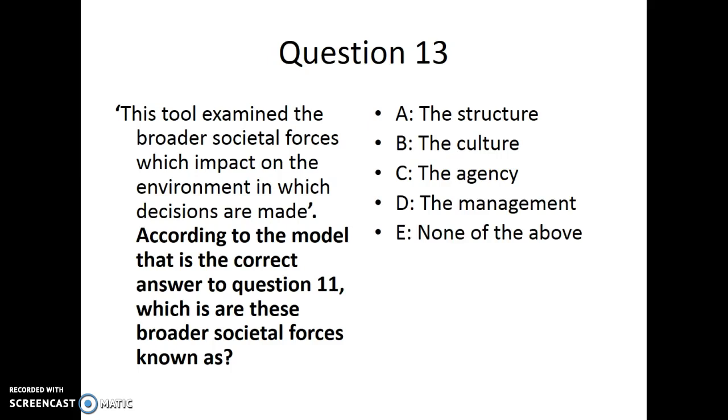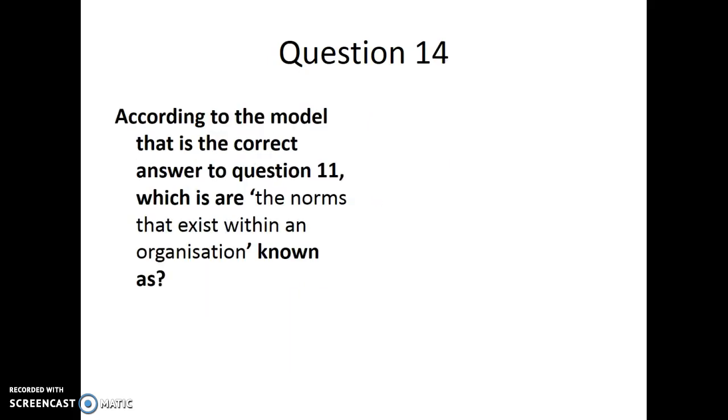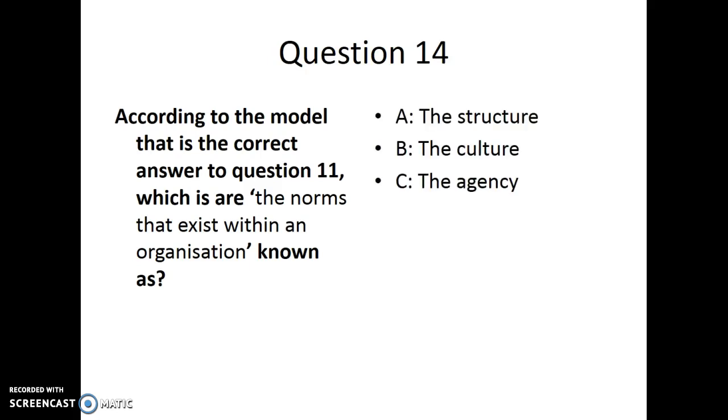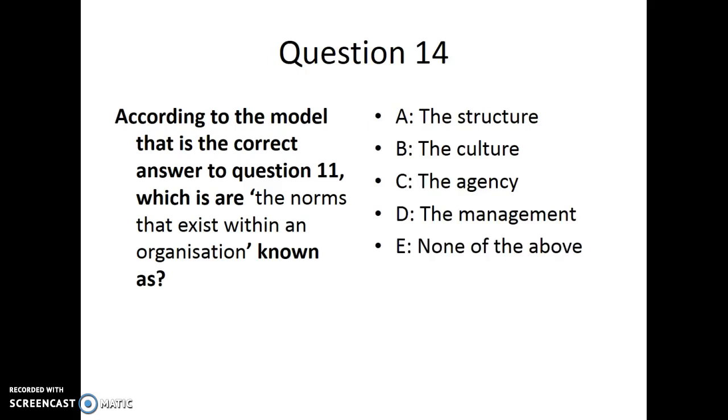Question 14. Again, according to the model, that's the correct answer to the previous questions. What are the norms that exist within an organization known as? Are they known as A, structure, B, culture, C, agency, D, management, or E, none of the above?